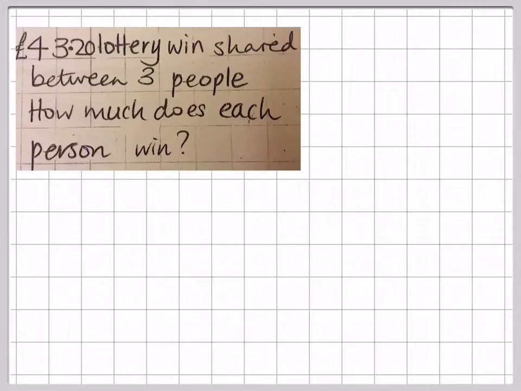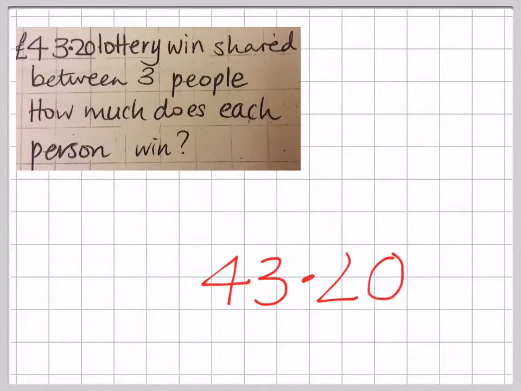Another example. Here's a money one. £43.20 as a lottery win is shared between 3 people. How much does each person win? Let's lay it out. Okay, we've got £43.20 and we are sharing between 3. Here I won't put the pound sign in just to show you that it doesn't actually affect the answer. Let's put our decimal point in. I remember to do it this time.